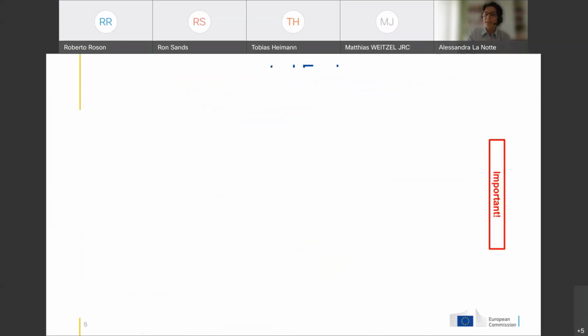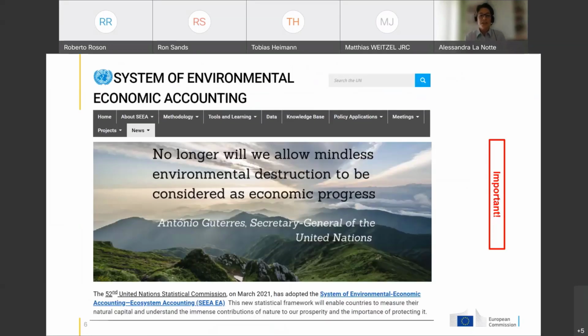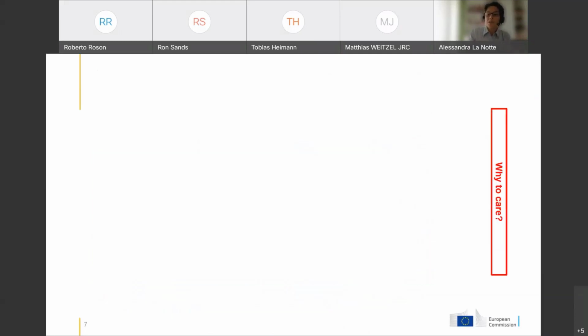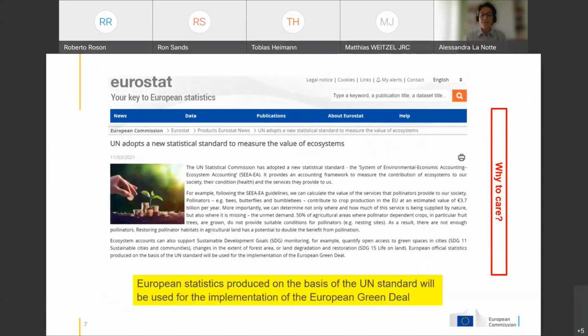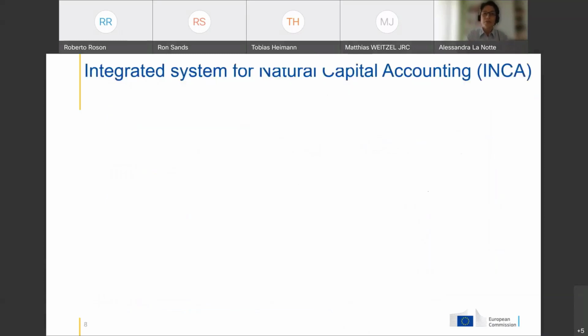This is becoming more and more important because on the 27th of March, this ecosystem accounting extension was acknowledged and adopted as a standard. In Europe, Eurostat is explicitly stating that European statistics produced on the basis of the UN standard will be used for the implementation of the European Green Deal. And the European Commission actually started moving in this direction already in 2015. In fact, in 2015, there was phase 1 of this integrated system for natural capital accounting.